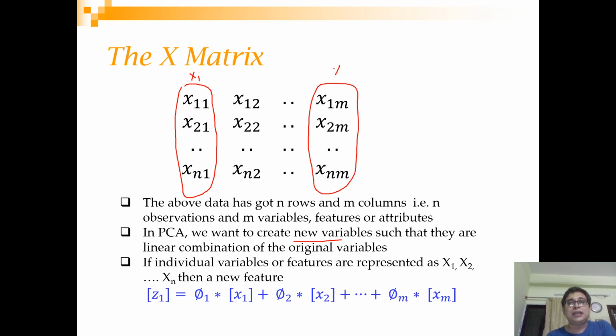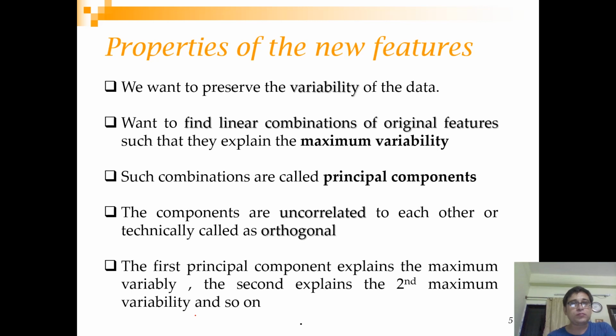So what I want is that my newly created feature should be a linear combination of such vectors, right? So it should be phi1 into x1 plus phi2 into x2 plus phi m into xm. Phi1, phi2, phi m are scalar quantities, right? So these are constants. And Z1 is one such newly created feature. We want to create such P features. All right, so what should be the properties of such newly constructed features?